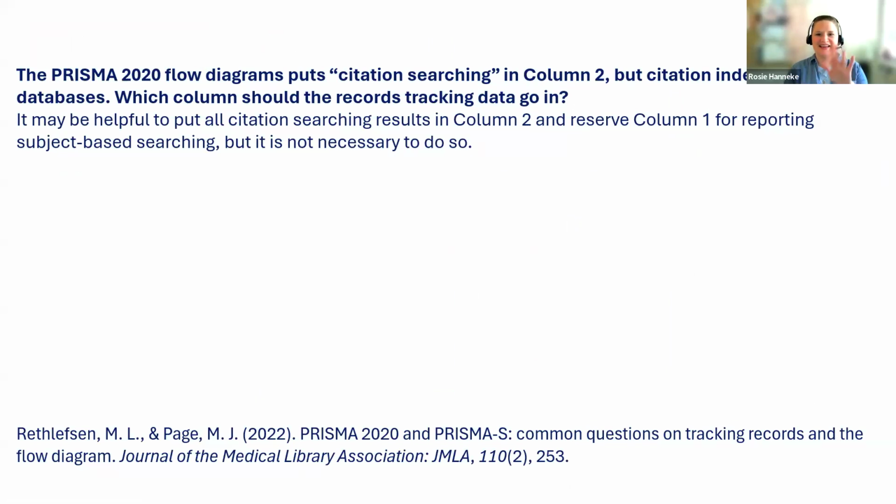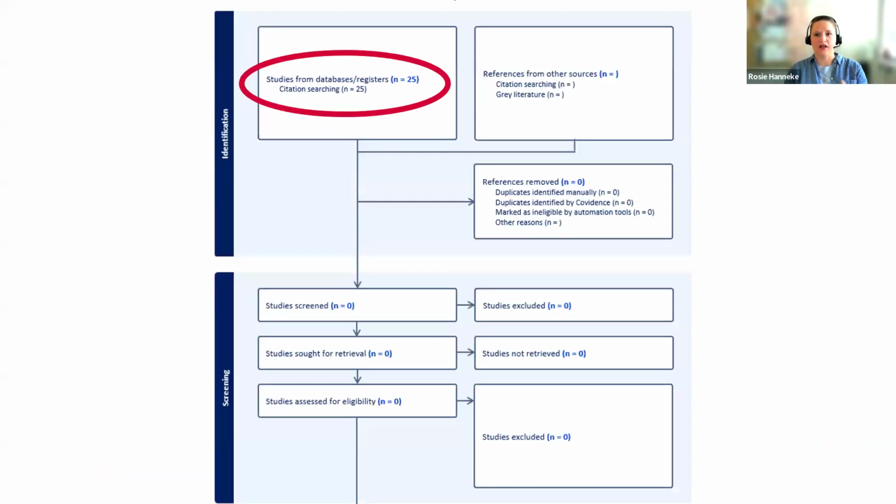So this is explaining what I just mentioned. This is a really good article that came out 2 years ago on answering some frequently asked questions on PRISMA and how to report things. So as I said, PRISMA usually puts citation searching in column 2, which would be over here on the right. But Web of Science and Scopus are databases, so do they go over here?